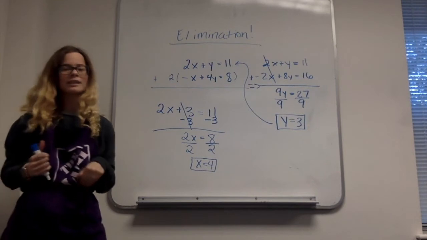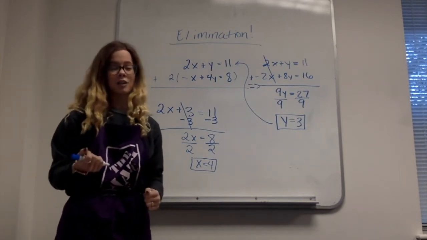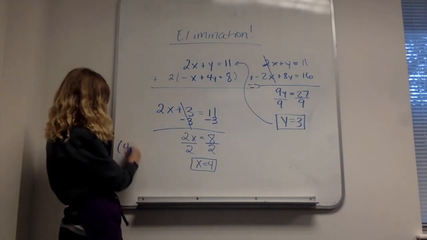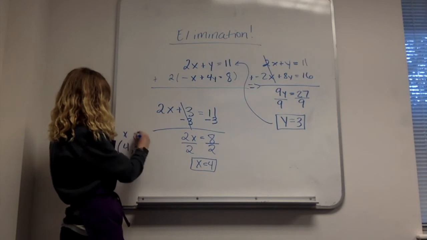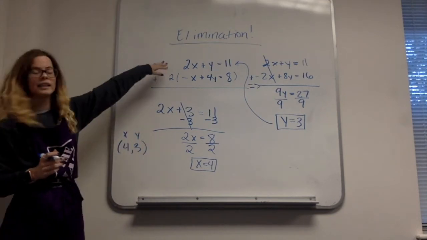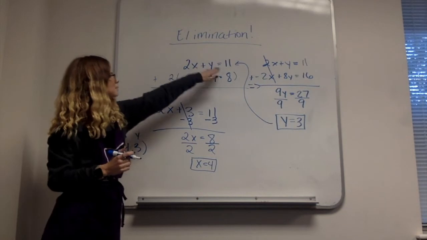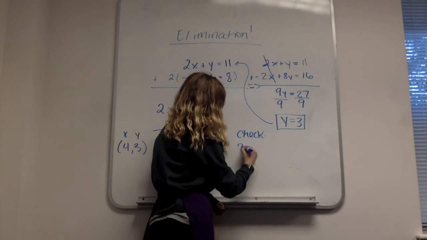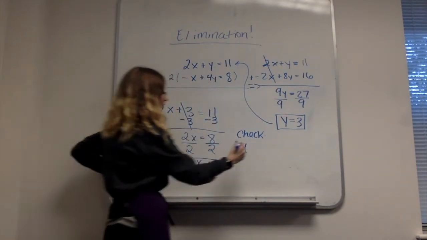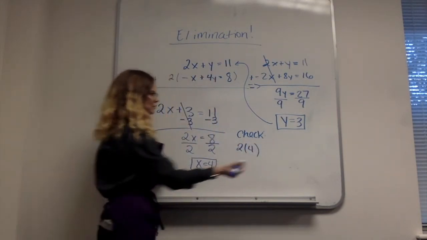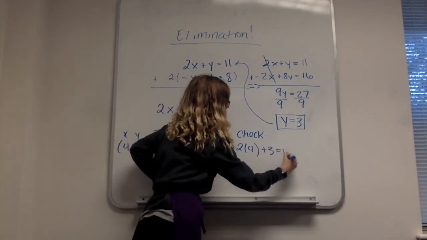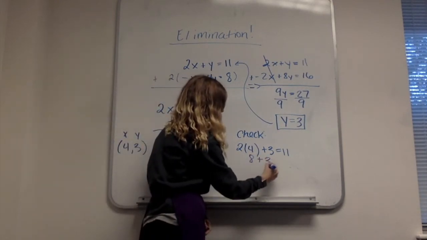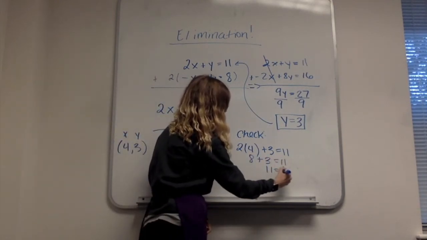Now remember, when we are doing substitution and elimination, we always have to check our work. So I'm going to take my x, I'm going to take my y, and we're going to always write it as a point. So we have 4, 3. So here's my x and here's my y. And I'm going to take these and plug it into our original equations. So I have 2x plus y equals 11. So we check. So we have 2 times our x, which is 4, plus y, which is 3, so plus 3. Does this equal 11? Well, 2 times 4 is 8, plus 3. Does that equal 11? You betcha.